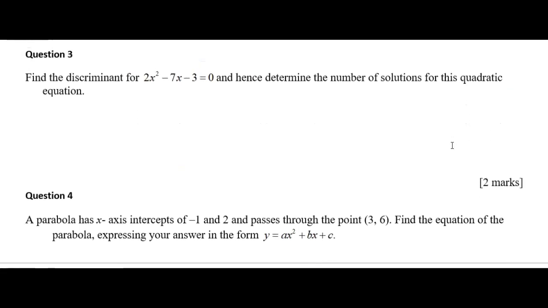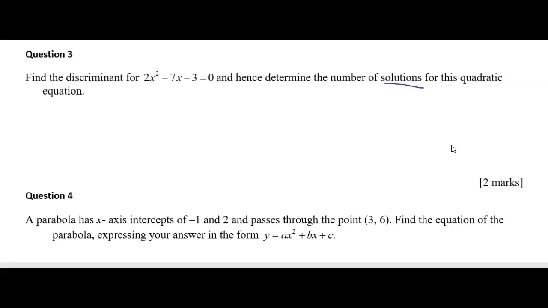Okay, so question 3, find the discriminant for 2x squared minus 7x minus 3 equals 0, and hence determine the number of solutions for this quadratic equation. Okay, so quadratics does link in with parabolas. So if you're thinking, oh, this is quadratics, I'm not going to see this, we do need this because remember, the number of solutions tells us how many x-intercepts we have on our graph of the parabola.